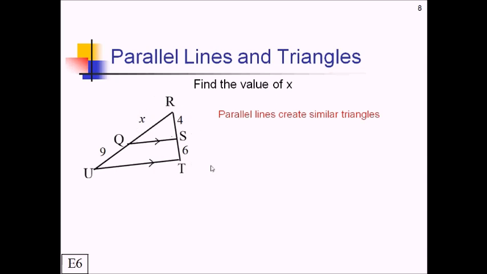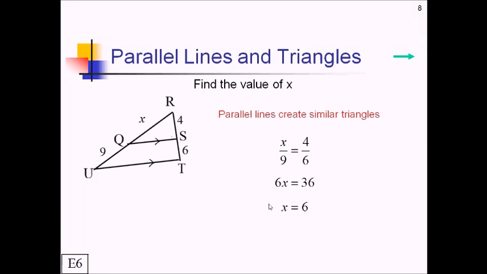You actually don't even have to do that much work, though. You can actually just write x over 9 equals 4 over 6, and it will come out to the same thing. You're just putting these in the proportion the way that they're laid out in the diagram. So it's really neat how this works out. Cross multiplying, we have 6x equals 36, so x equals 6.